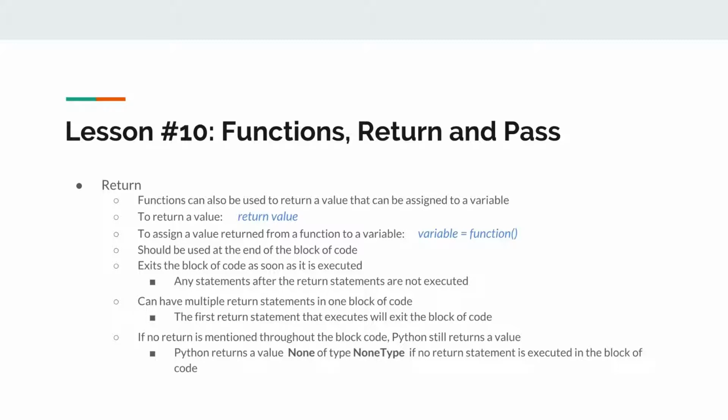If no return statement is executed in the block of code, Python will still return a value of none, which is of type none type. None type only has the value none, and that's its only use, to specify none.